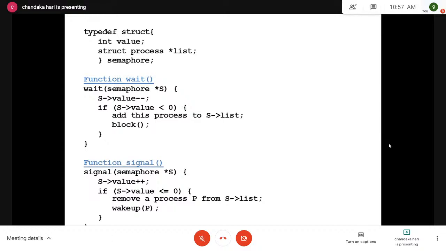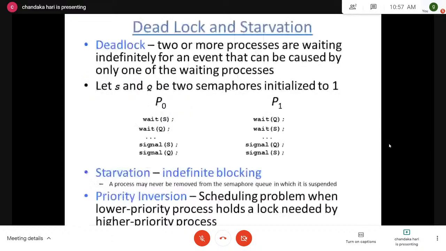Now this particular semaphore technique is very simple, but it also faces a small problem called deadlock. Do you know what a deadlock is? A deadlock is simply defined as a continuous waiting state of a particular process.